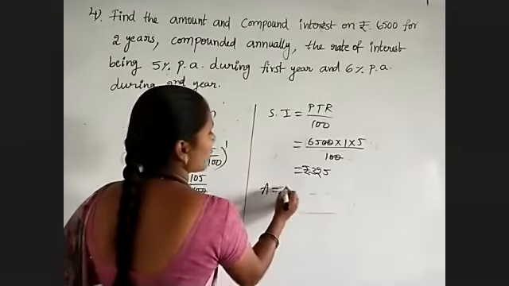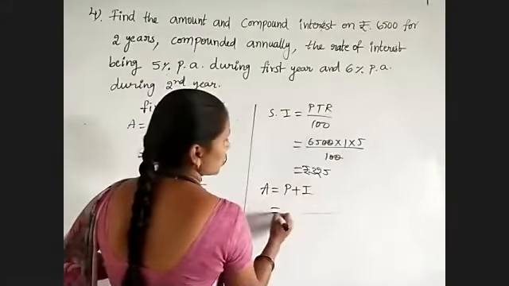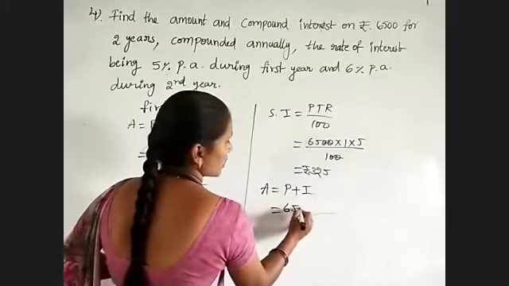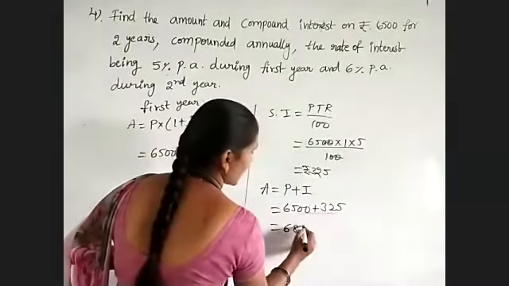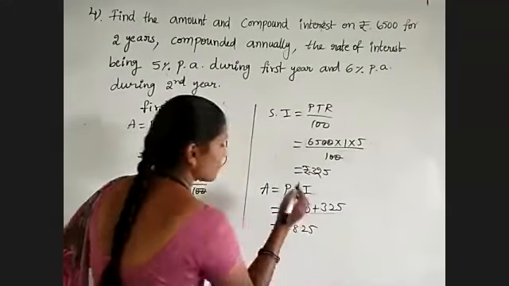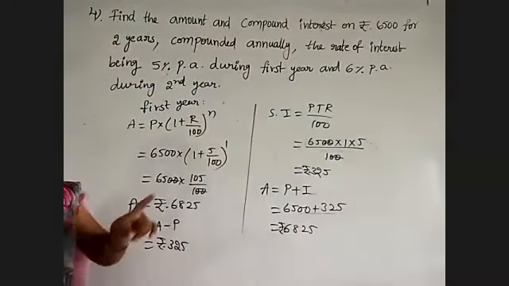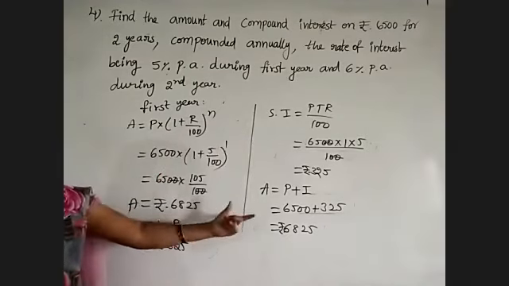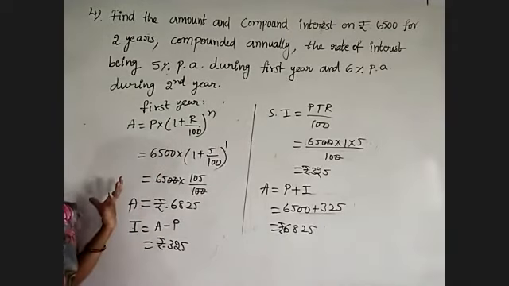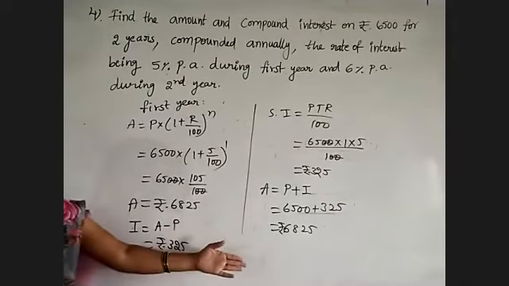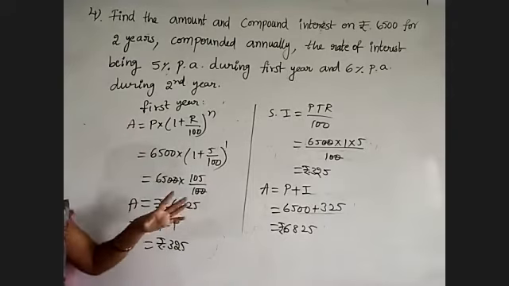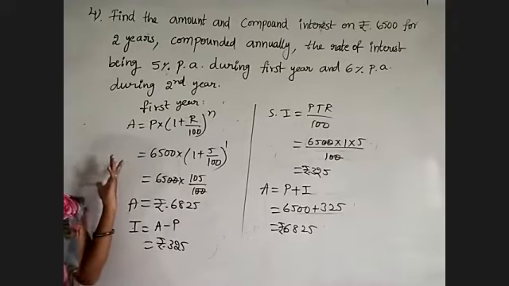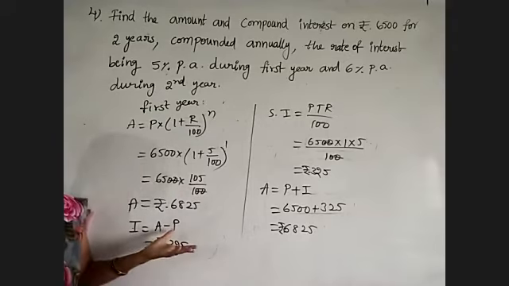And amount will be equal to principal plus interest. So principal we have 6,500 plus 325, which is nothing but 6,825. Just observe, if it is 1 year, the amount and the interest are the same in case of compound interest as well as in case of simple interest. So you can find out for first year either simple interest or compound interest, no problem.